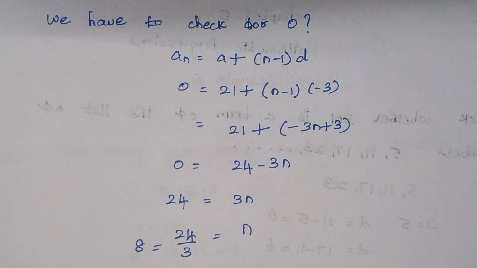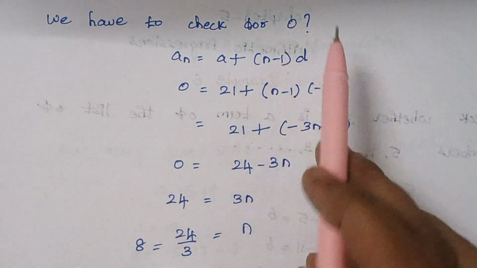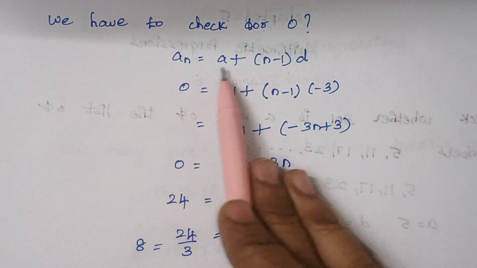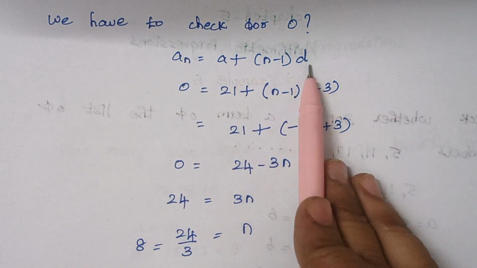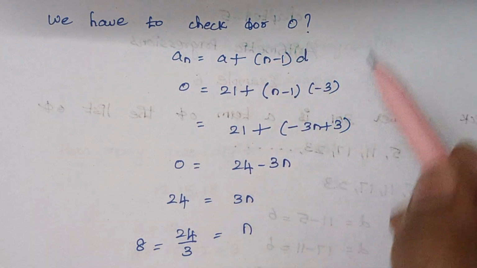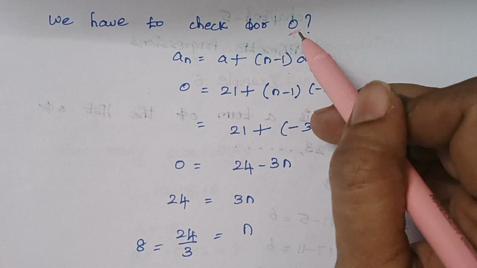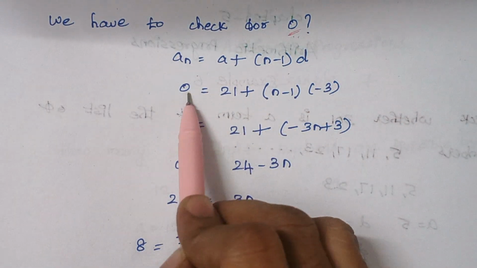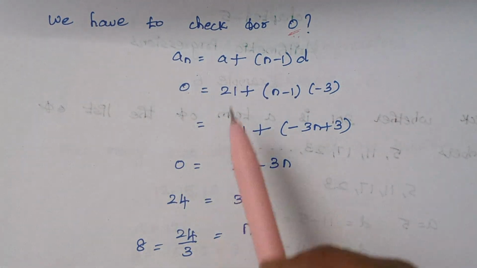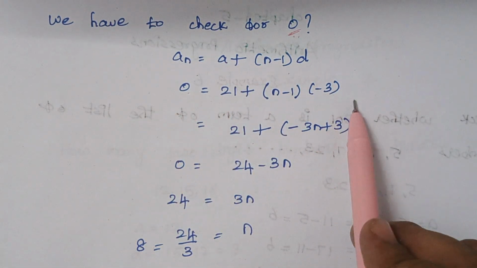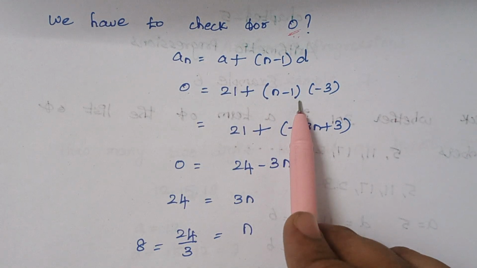So the next part of this question is we have to check for 0. That is, we have to check whether this arithmetic progression has the number 0. So here again the formula is an is equal to a plus n minus 1 into d. So what is an? In this series, we have to check whether 0 is present. So we are just substituting the value as 0 here. The value of some term is 0. So 0 is equal to, again a is 21 and d is minus 3, plus n minus 1.